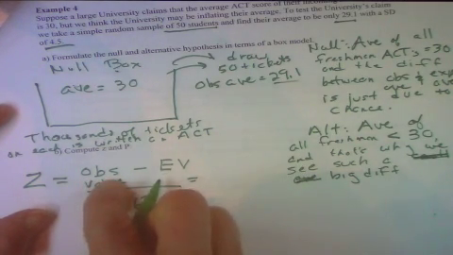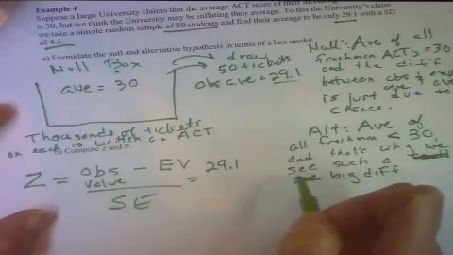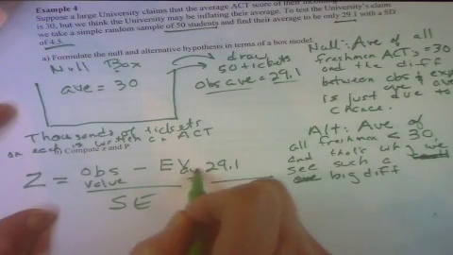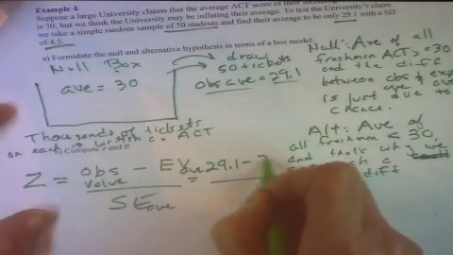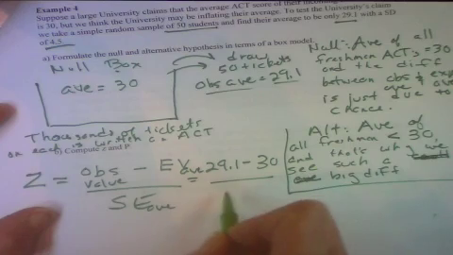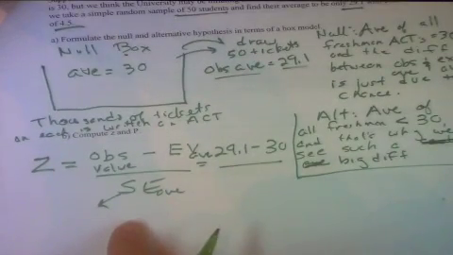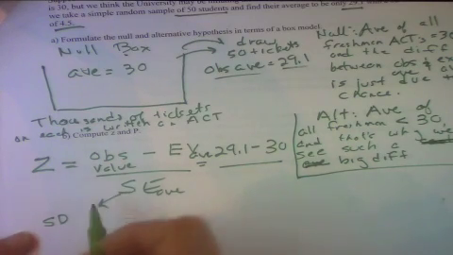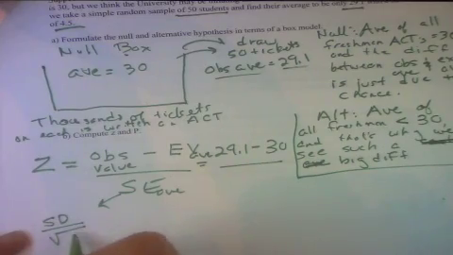And what we observed is 29.1. That's what we observed in our sample. That's our observed average. These are all for the average because we're talking about averages here. Minus the expected, which is 30. Okay? All over the standard error for the average. And this is what I had to get my calculator out for. Now that is the standard deviation of the box divided by what? Do you know? The square root of n.